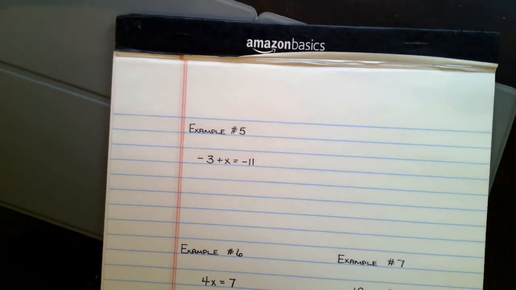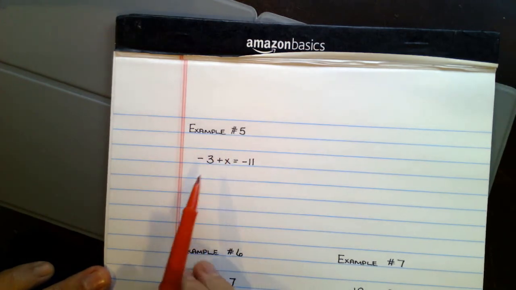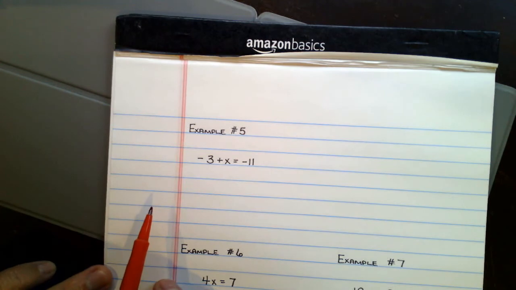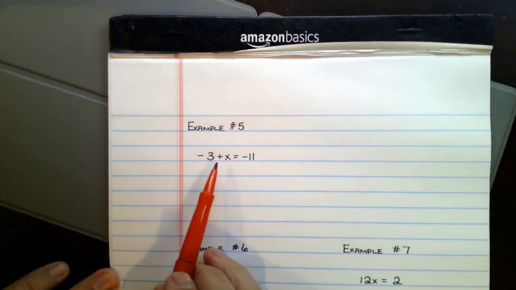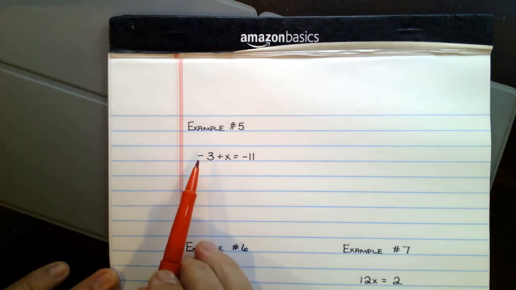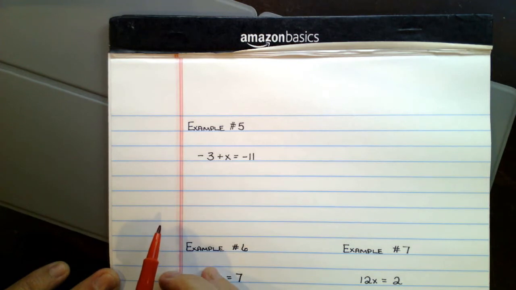Let's look at example number 5. Example number 5, I need to determine what I need to do to solve this. I always look at where my variable is, and I look at numbers over there on that side of the equal sign that I need to get rid of. The number I need to get rid of over here is a -3. The way I get rid of that number is by doing the opposite of -3. The opposite of -3 is +3.